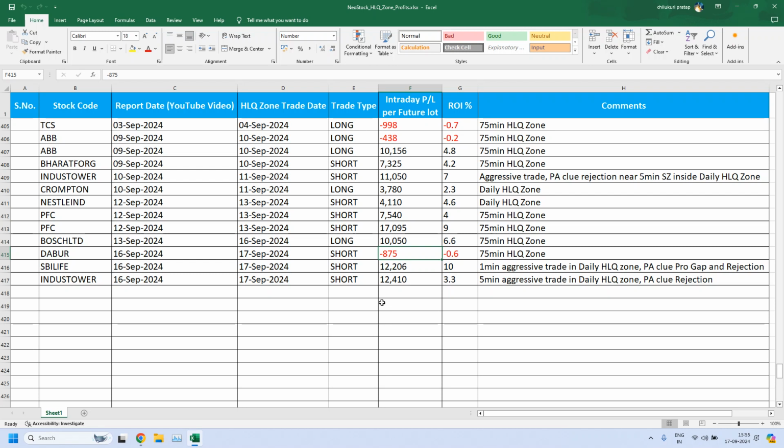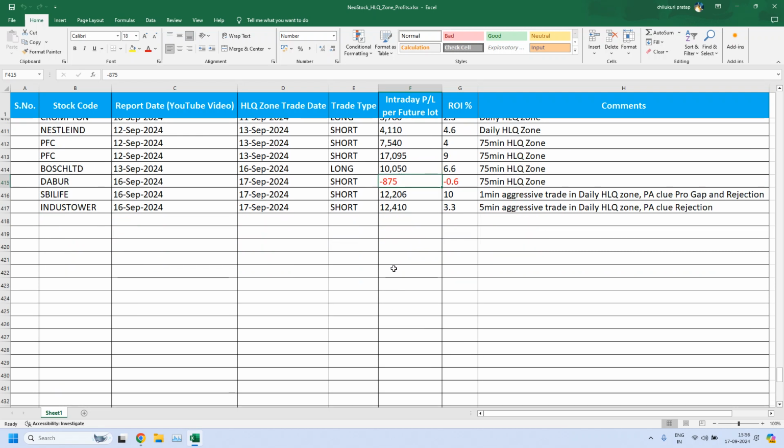So if that is the case, you would have got 875 rupees loss, which is 0.6% on your investment. Investment means one future margin cost. So it's very minimal. The loss you would have got would have been very minimal. You see, when we are getting profits, we are getting profits like 10,000, 7,000, 4,000. That way we are getting profits, 10,700. But when we are getting losses, it is less than 1,000 rupees. Rarely we get above 1,000 rupees or 1,500 or 2,000 rupees.